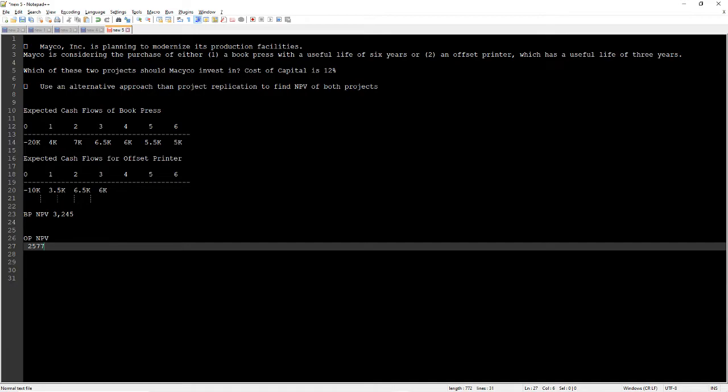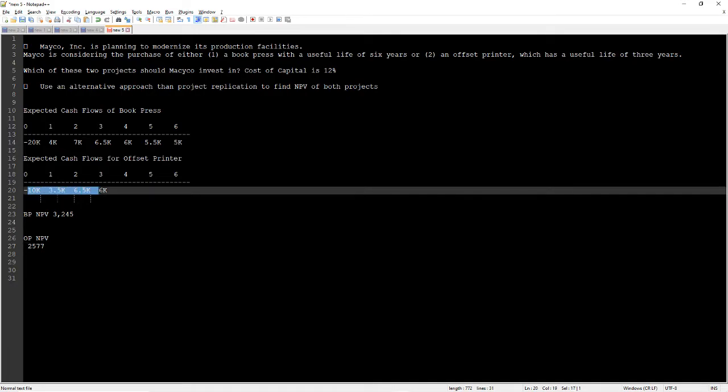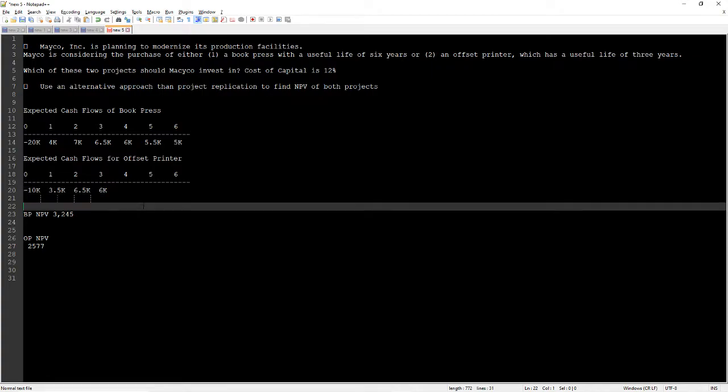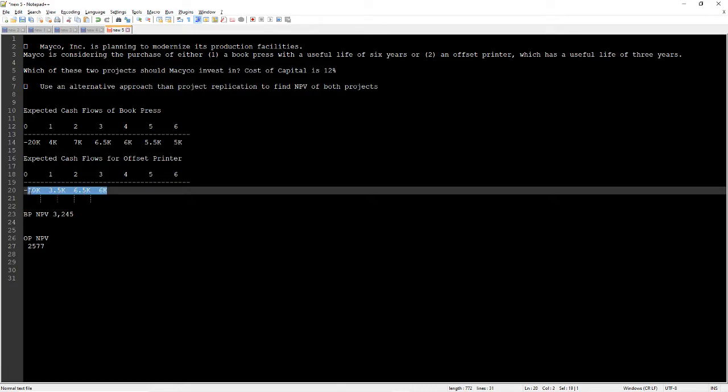So we know the NPV for the first lifetime of this project is 2577. If we extend it out to 6 years, repeating it, we know the NPV of the extended is also going to be 2577. Since we already know the first lifetime, in the replication process, we had to actually write this out and redo it using the whole 6 years. But now we already know what the NPV is for the next 3 years. It's going to be 2577.